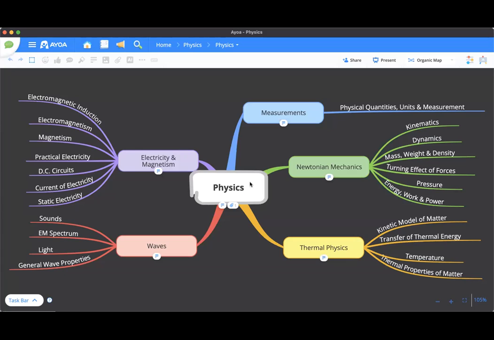As always, I'll show you the topics of the whole of physics for O-Level. So now we are at the very last topic, electromagnetic induction.